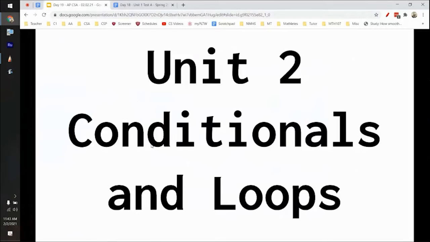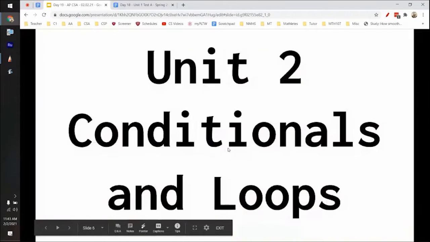Okay, so unit 2 is all about conditionals and loops. With conditionals, you can make a computer make a decision about something. In a way, it's not really making a decision, because that's anthropomorphizing a computer, but in essence, that's what it's doing. It's making a decision.